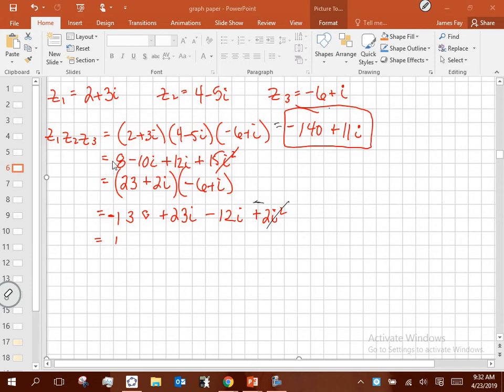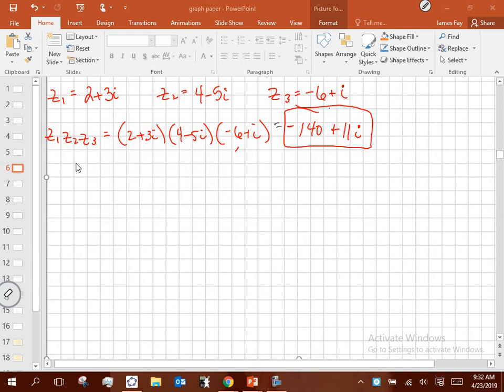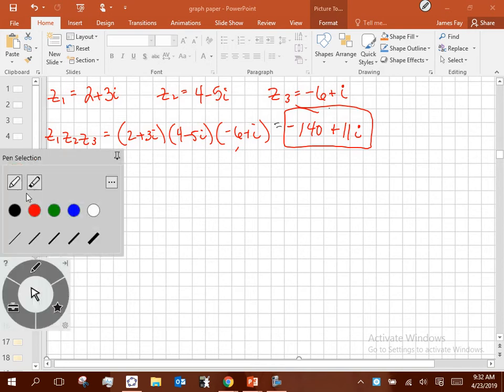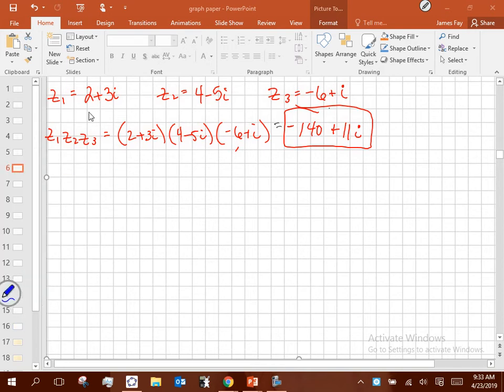plus 11i. Now, let's do the exact same thing, but do it in polar form. So I need to change those all to polar coordinates. Now, what's going to stink about this is when I find Z1, the radius part is easy. Remember, the radius is a squared plus b squared underneath the square root. If I go 2 squared, so 4, plus 3 squared, 9, I get root 13, right?